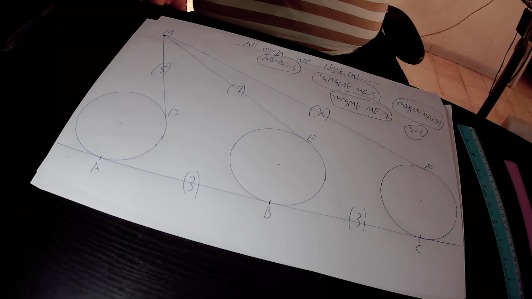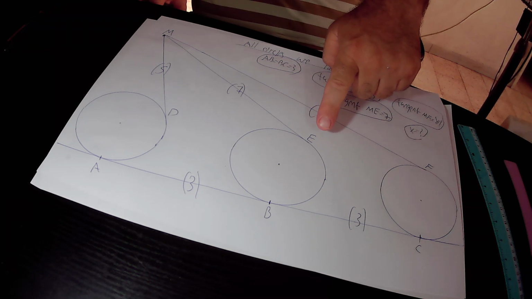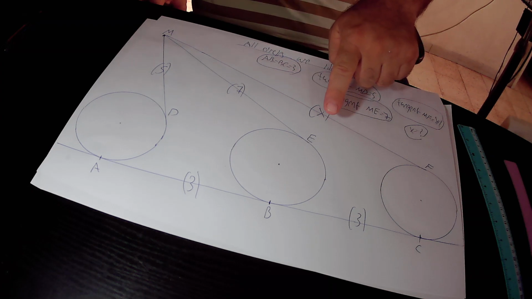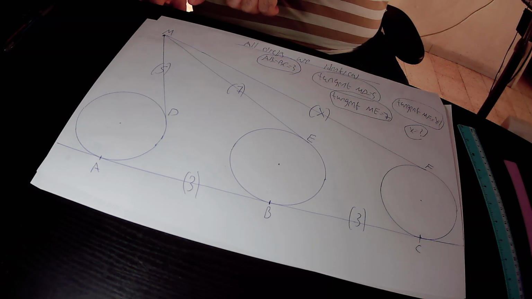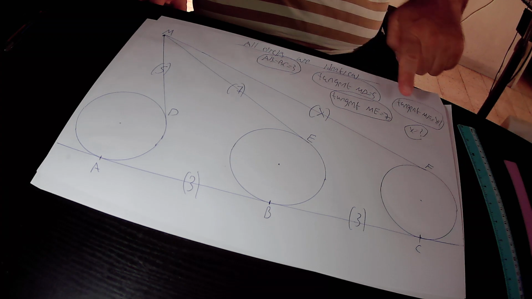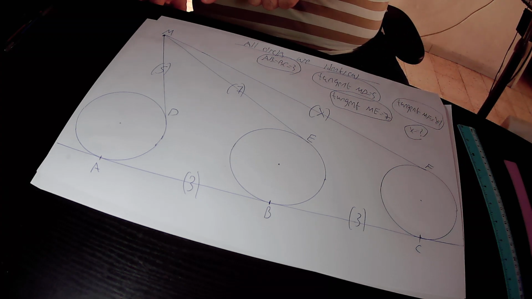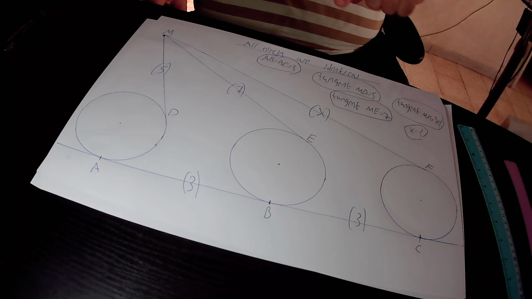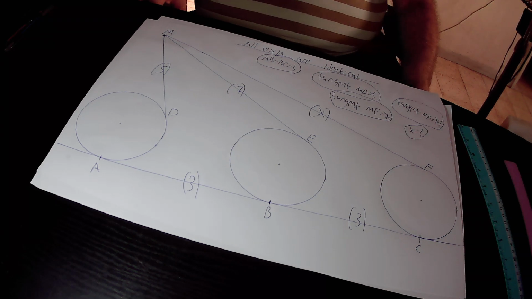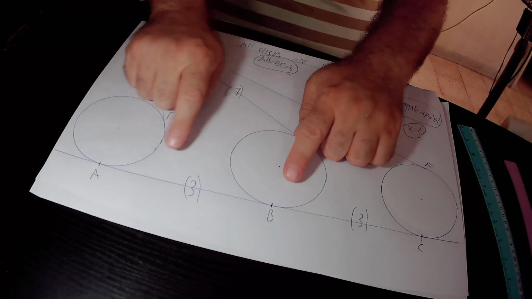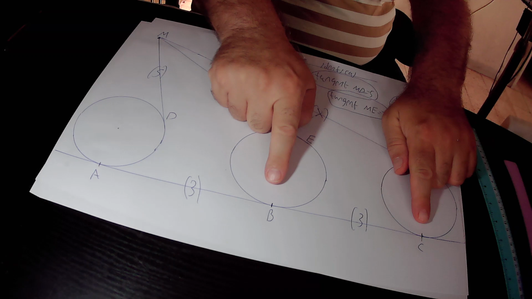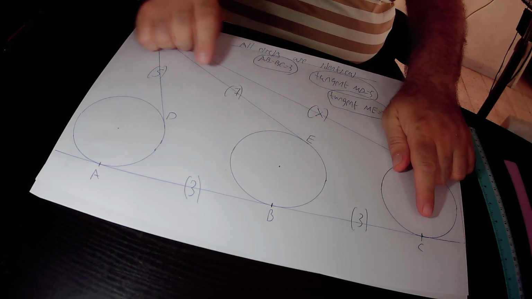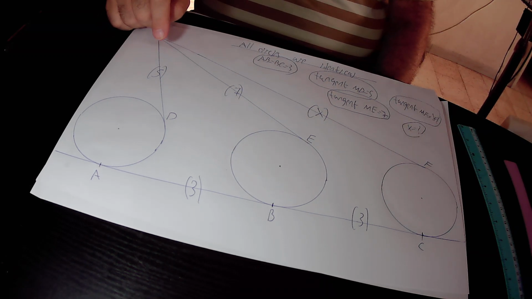In addition, we also have tangent ME that is tangent to this circle at point E. The length of this tangent ME is 7 units. And finally, we also have tangent MF that is tangent to this circle at point F. The length of tangent MF is x. Our mission is to find the length of tangent MF that equals x. We have to find the value of x. We also know that line segment AB equals line segment BC equals 3 units in length.